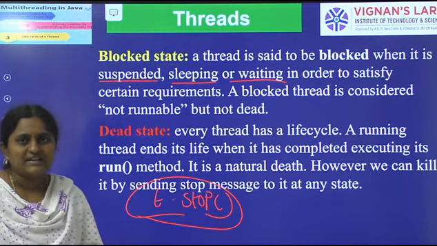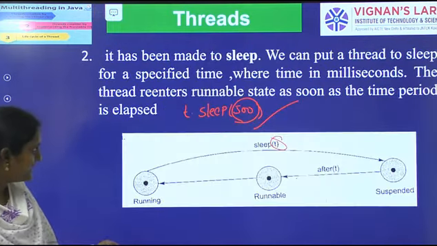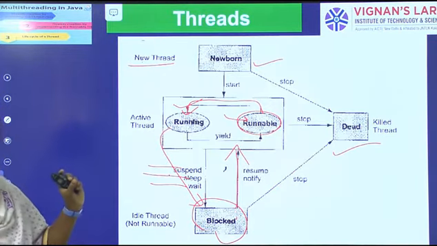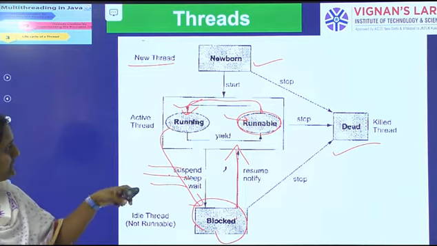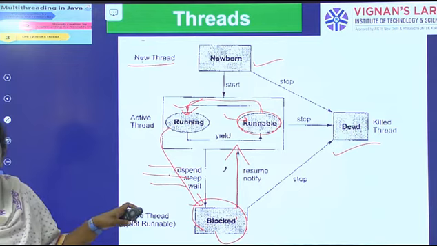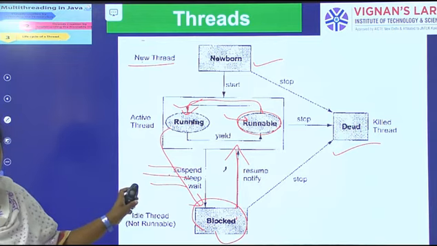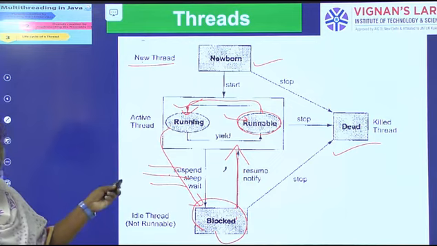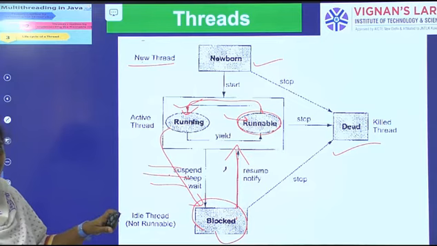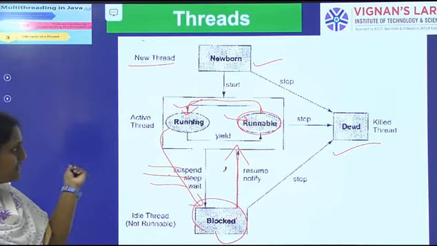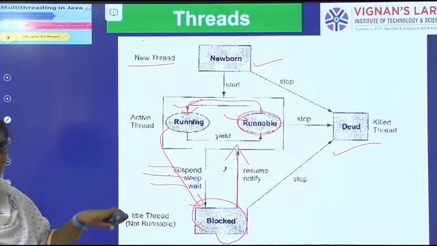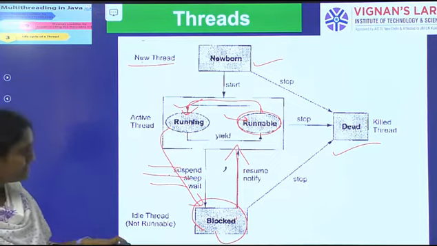What are the states available in the thread life cycle? Newborn state, runnable state, running state, blocked state, dead state. Newborn means a thread has been created. After the thread is created, it moves to the runnable state, where the thread is ready and waiting for the CPU. In the running state, the CPU executes our thread. In the running state, if any interrupts are there, it moves to the blocked state; if no interrupts are there, it moves to the dead state. In this life cycle we use a number of methods.